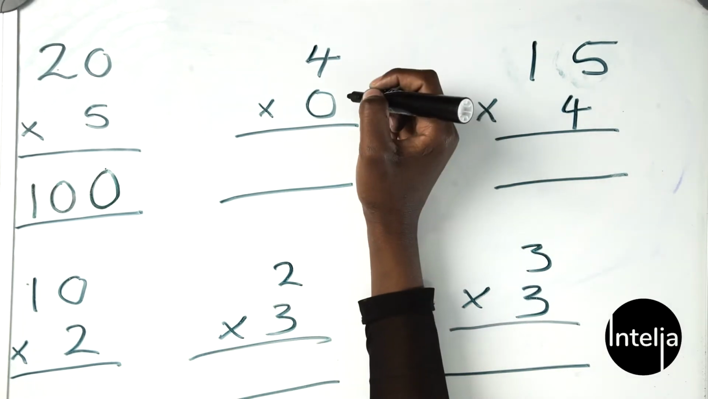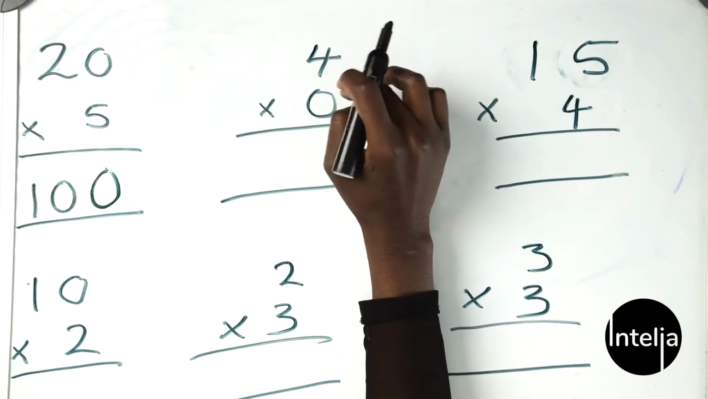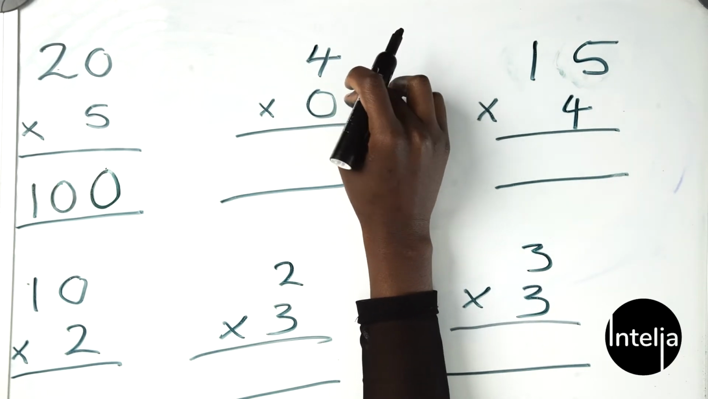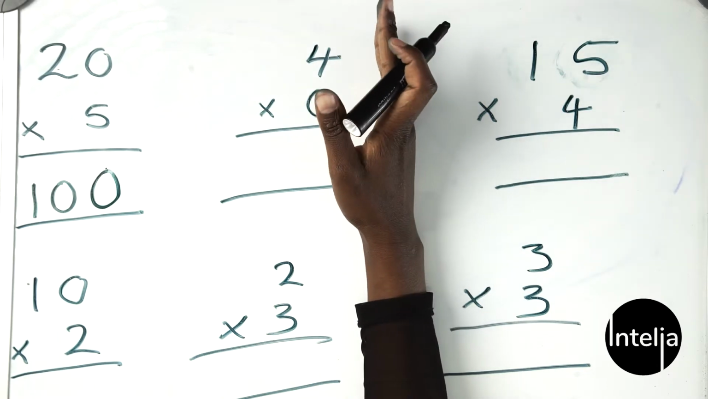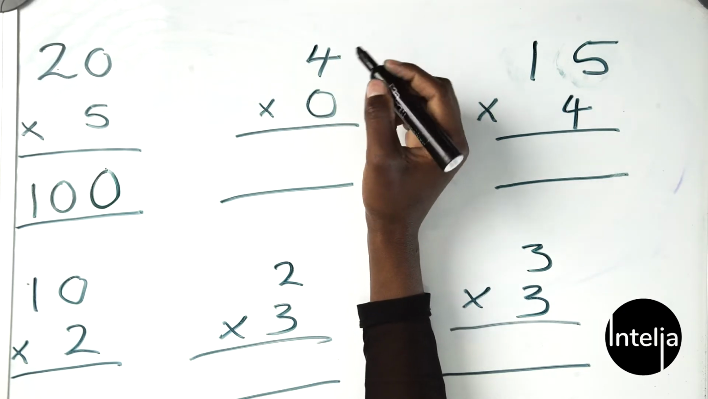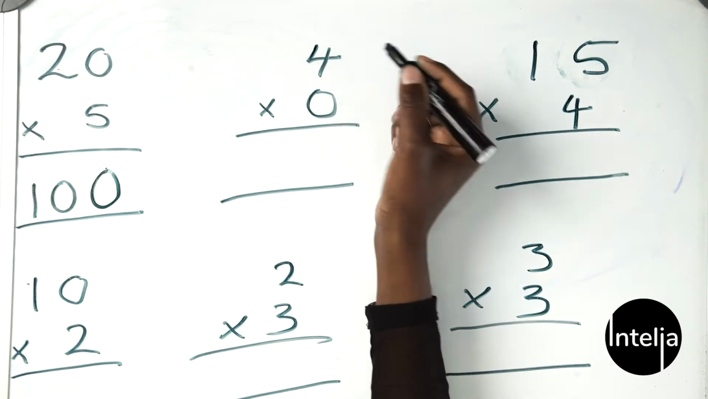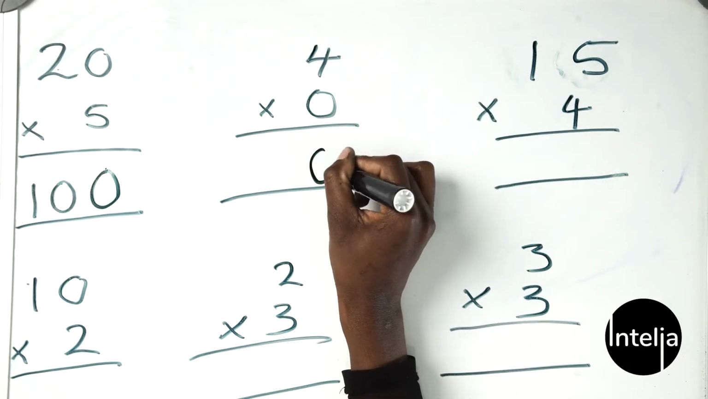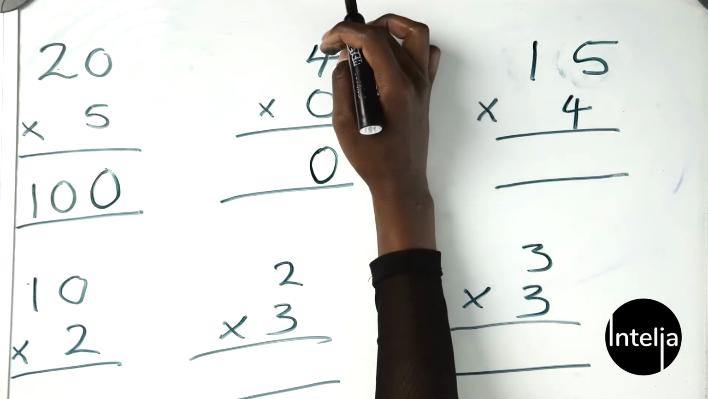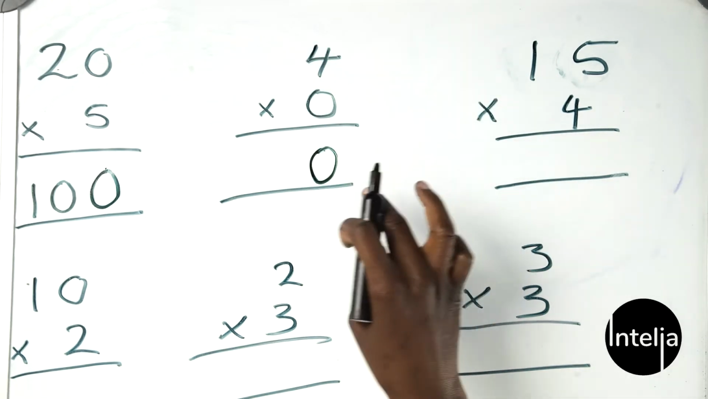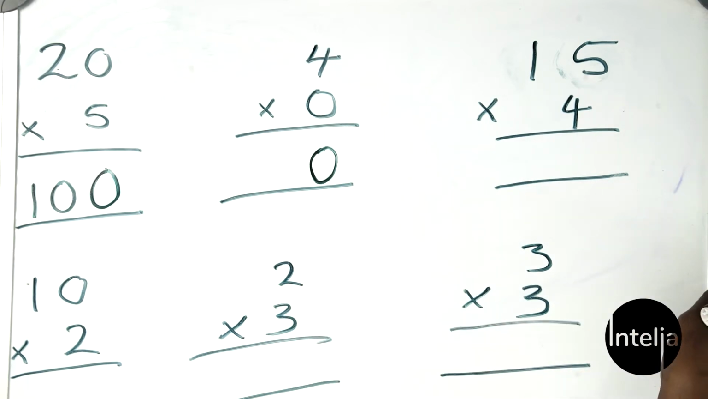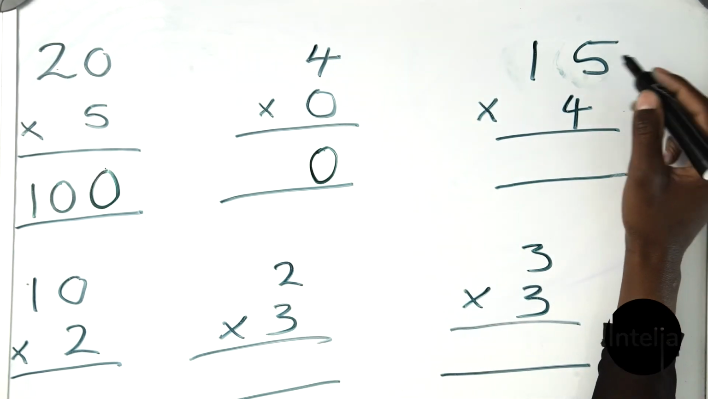Then we move on to another one. Whenever you're multiplying, you always start from the bottom to the upper and you start from the right to the left. So 0 times 4, that's 0. Since we do not have another number here, it just remains 0. We leave it like this. Then we move on to the next one.